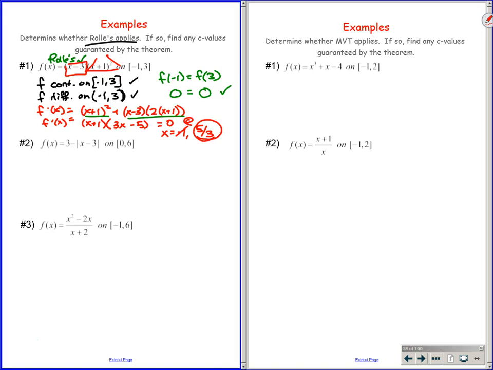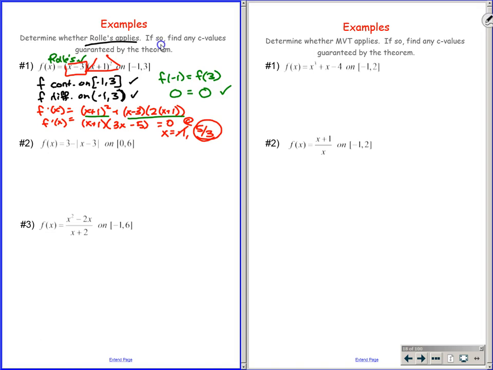So what did I do? Checked continuity, checked differentiability. For Rolle's, I checked that f of a equals f of b, and then I said, yay, everything's a go. So derivatives set equal to the average, but the average for Rolle's will always be 0. How does MVT change?